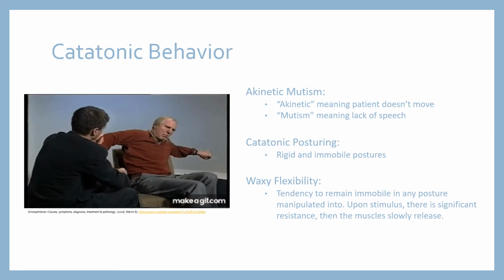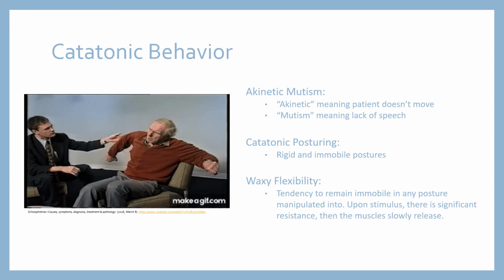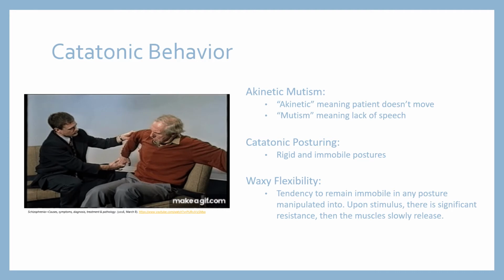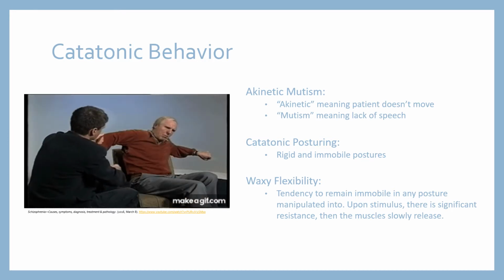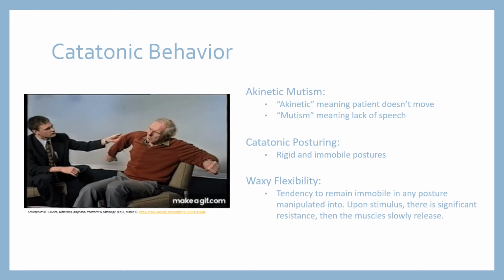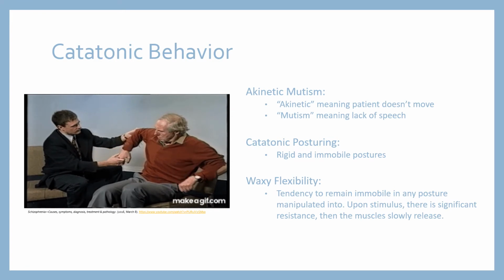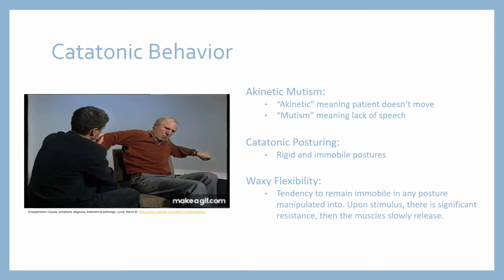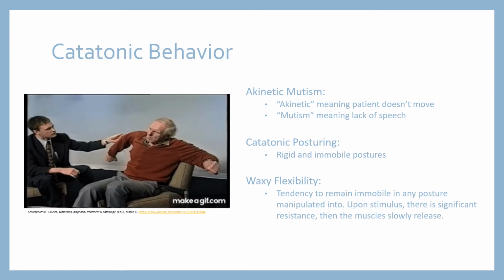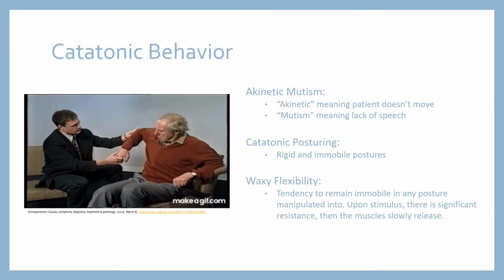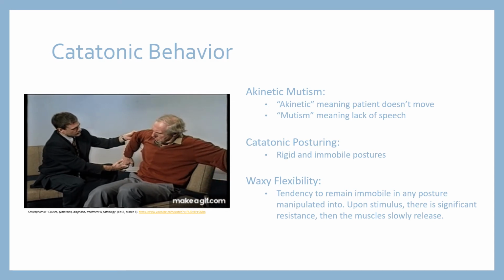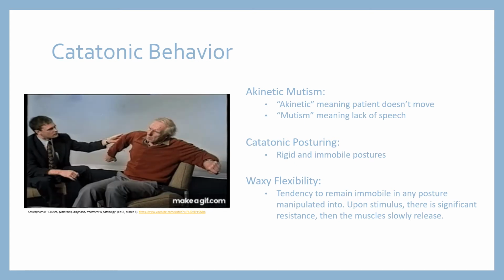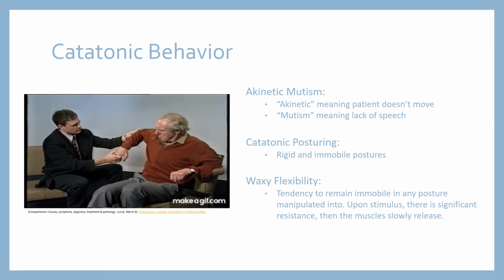The first is akinetic mutism, and this is exactly how it's described. Akinetic means no movement. Mutism means mute, lack of speech. And the patient will experience both of these. Catatonic posturing refers to very rigid and immobile postures, and we have this helpful GIF to illustrate that. See how the patient is very rigid, and he's also in a seemingly uncomfortable position as well.